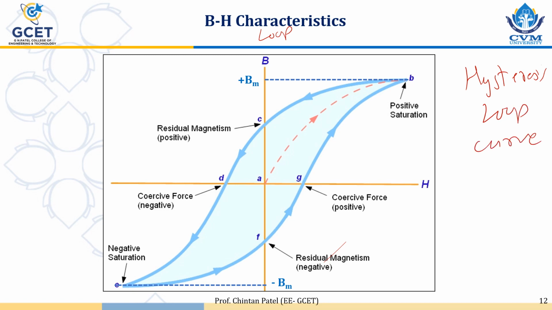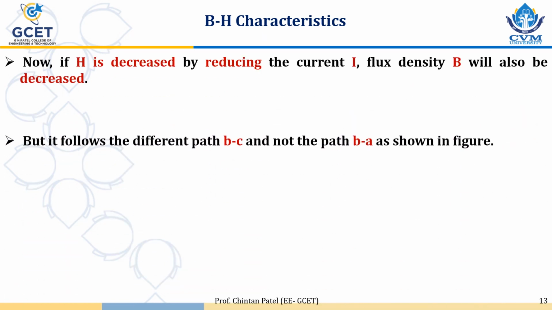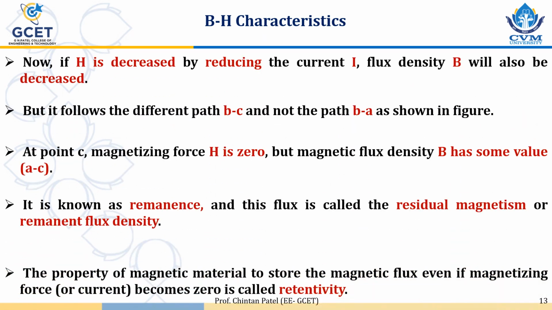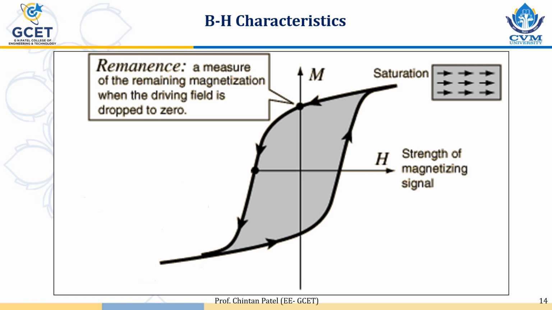Why hysteresis? Here the meaning of hysteresis is lags behind. B lags behind H. At every point B lags behind H, and that is why it is known as the hysteresis loop. So whatever I have narrated is written here. You just go through the content, read the process.